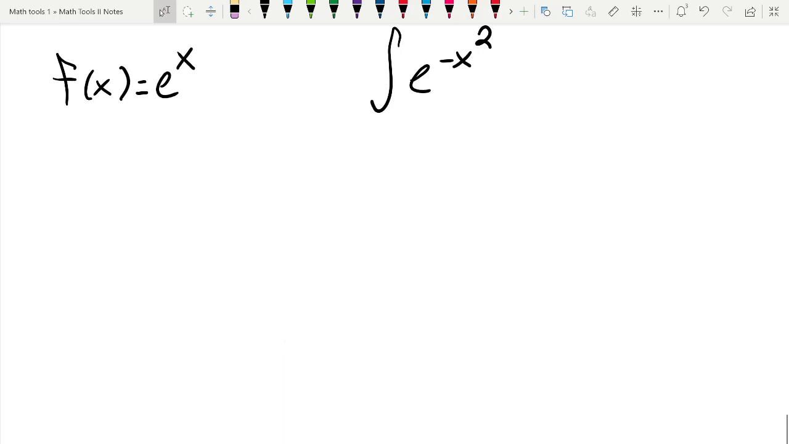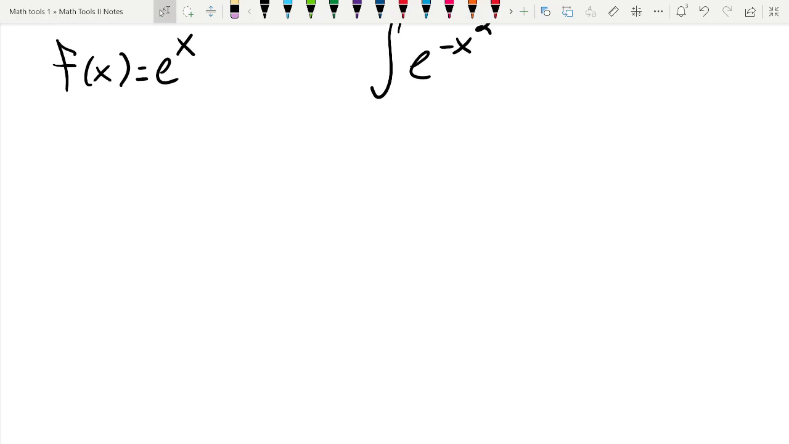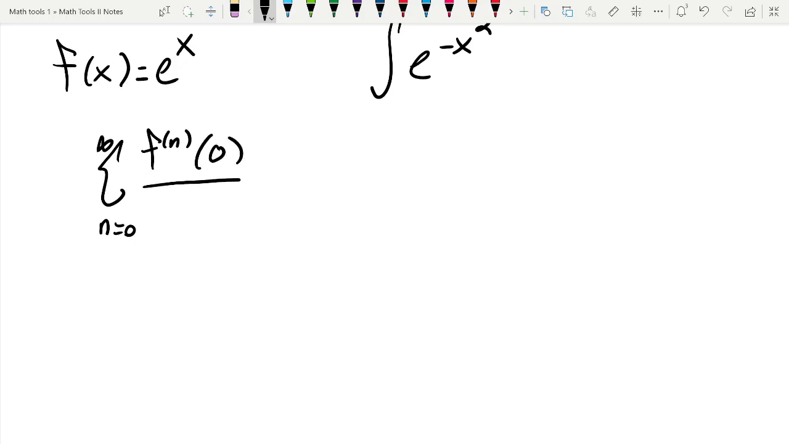So e to the x is a fairly simple one to start with. Let's remember the general form first. We have the nth derivative. We're just going to look at the Maclaurin series. If you want to center it at a different point, then you can. But we're just going to look at this form right here. This is the general form. So essentially all we need to do is find what these derivatives look like.